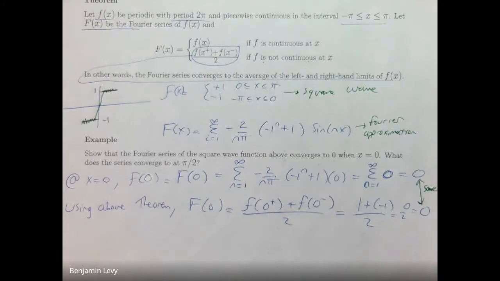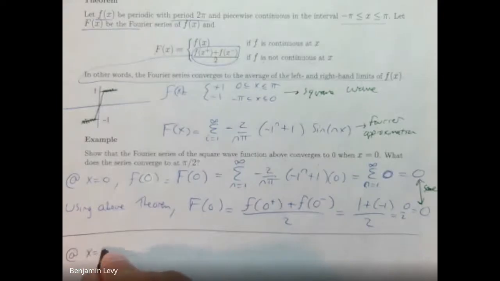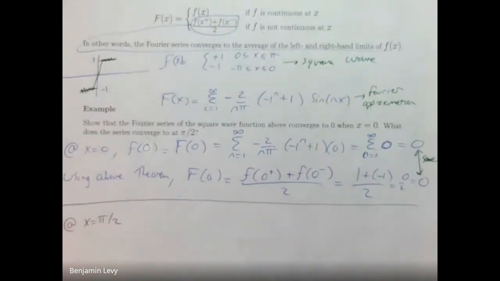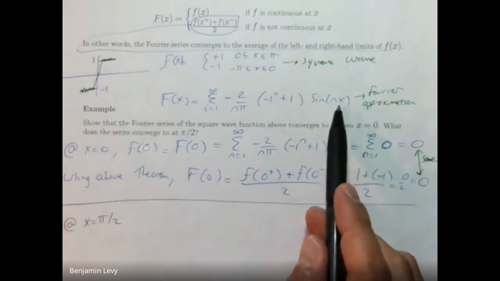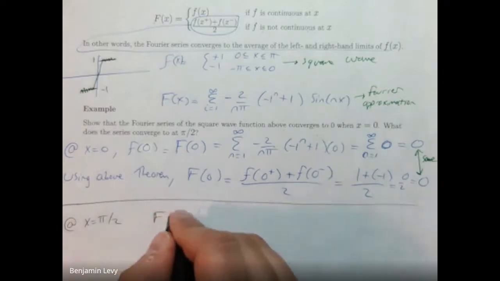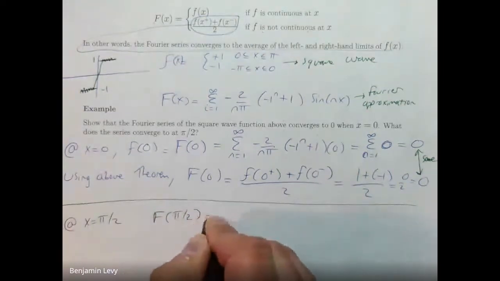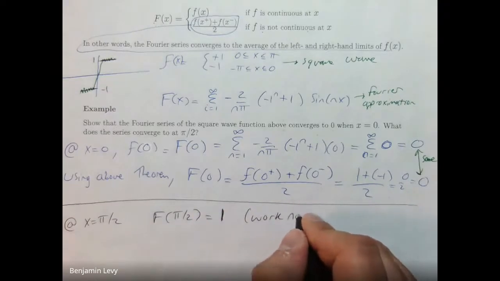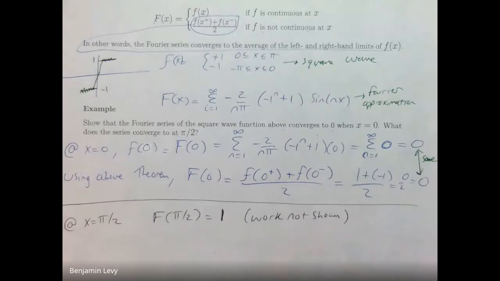Let me clarify something about that before we do it at pi over 2. The next question is, what does the series converge to at pi over 2? If we did it at pi over 2, we would do the same thing. We could plug pi over 2 into sine of nx, and then we'd have big F of pi over 2 equals, I'll just cut to the chase and tell you it's 1. It's going to be an infinite series, but I'll just tell you it equals 1. But instead of doing some infinite series, we could just use the theorem.